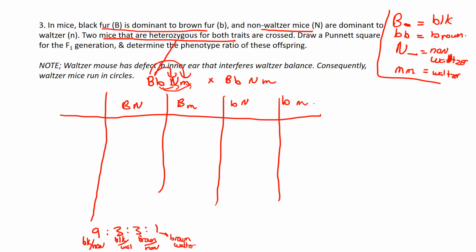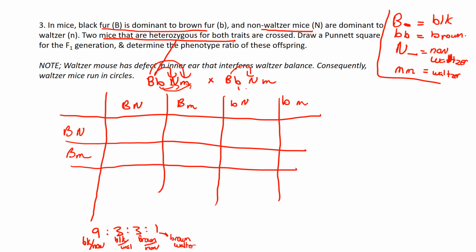Again, make sure your little n's are very different. And it's going to be the same thing for the other parent. Capital B, capital N, that's going to be a gamete. Capital B, little n. Little b, big N. And little b, little n.